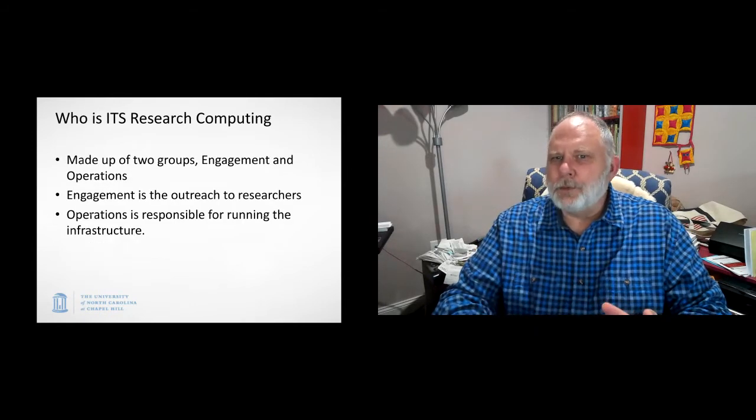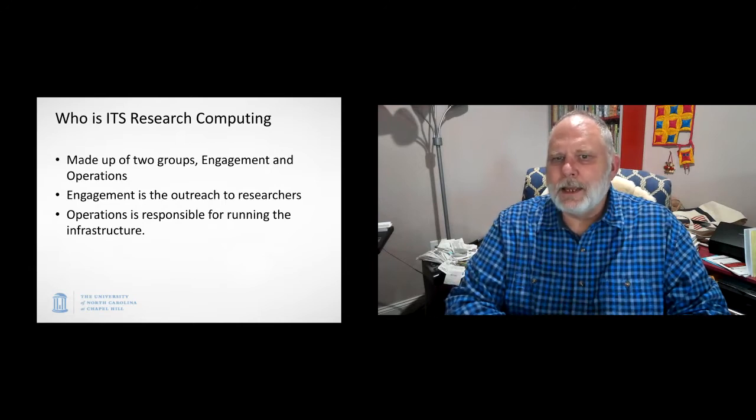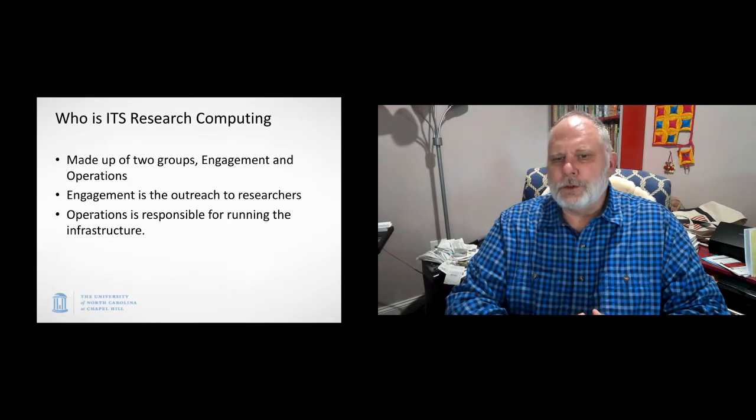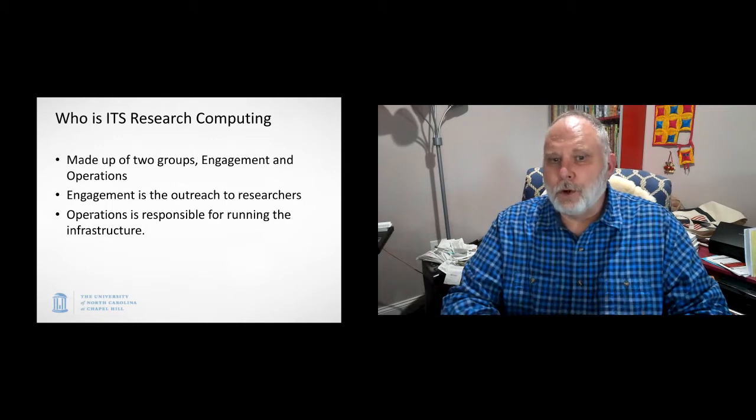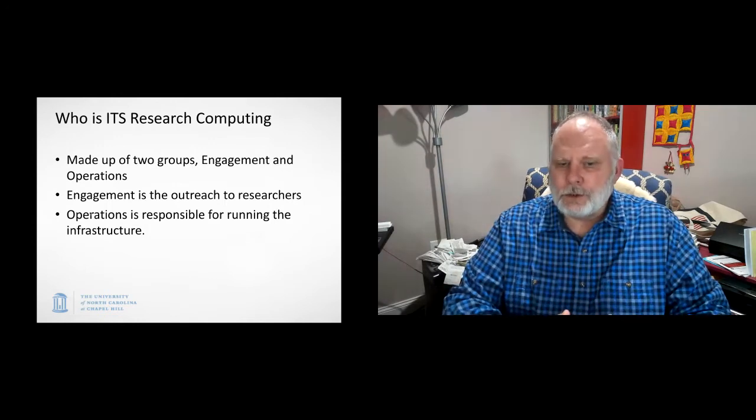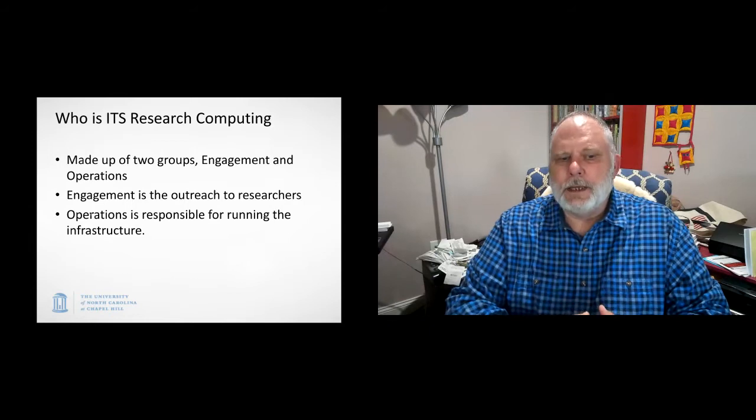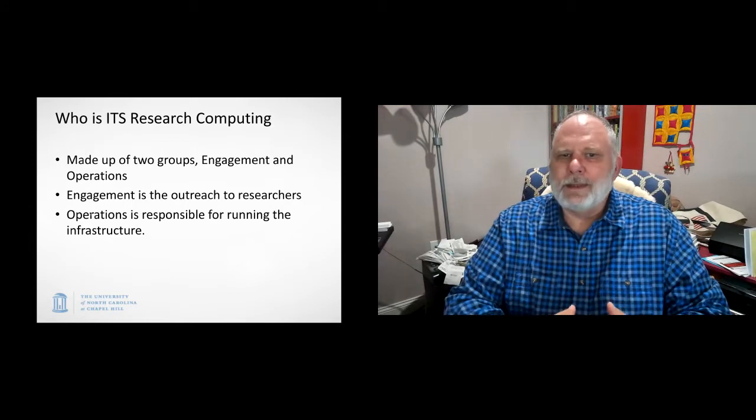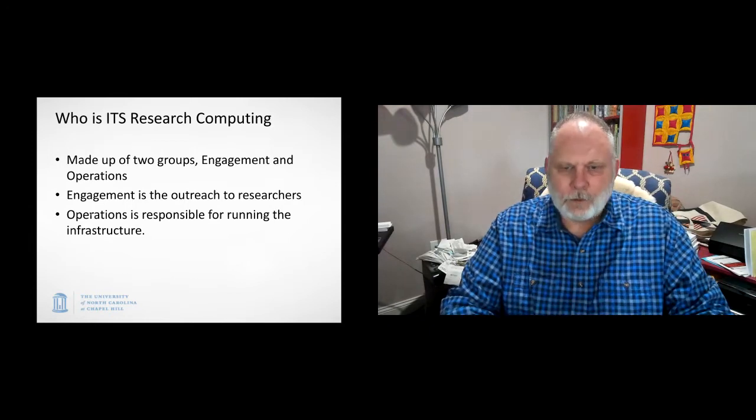Research computing is made up of 2 groups. One's called engagement, one's called operation. Engagement is the outreach to researchers to talk to them about how to run their code and things. And operations, which this split out happened, like I say, in 2017, we run the infrastructure. That's our primary focus.